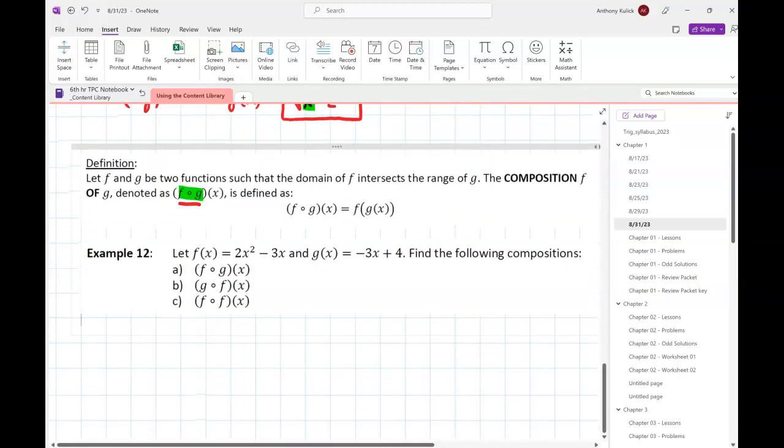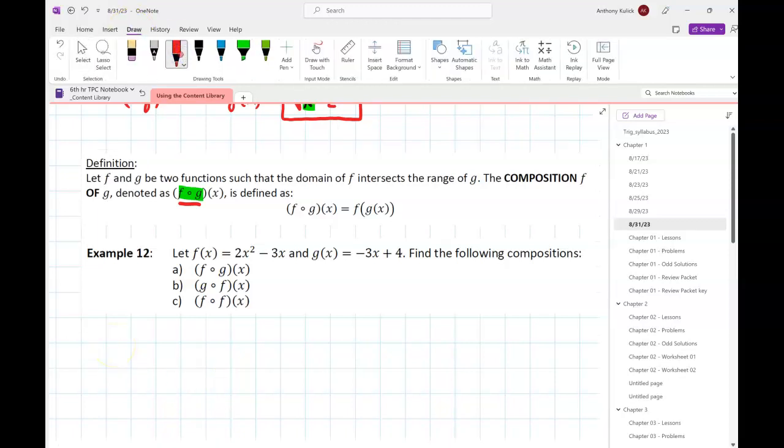So here, let's say we have f of x defined as the function 2x squared minus 3x, and g of x defined as the function negative 3x plus 4. And then we're going to look at a couple of compositions here. The first one asks us to look at f compose g of x.